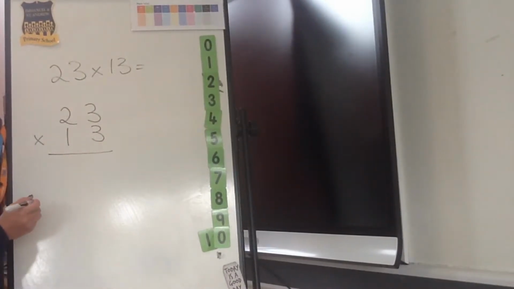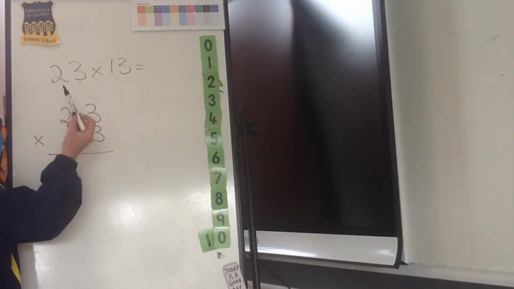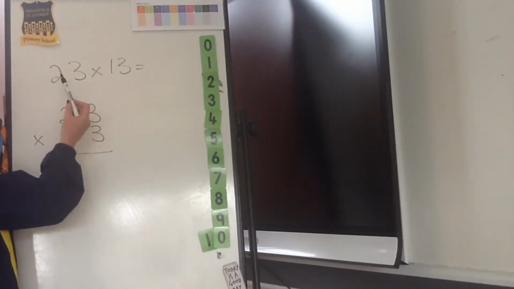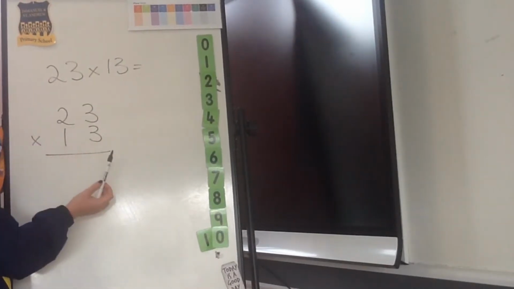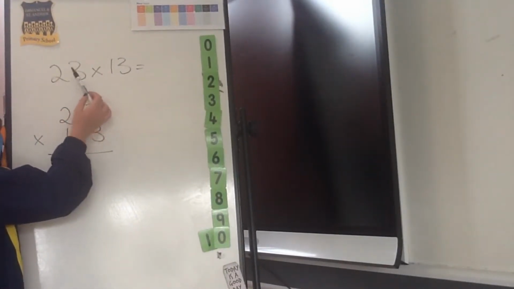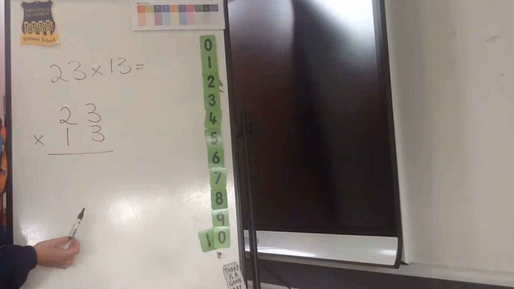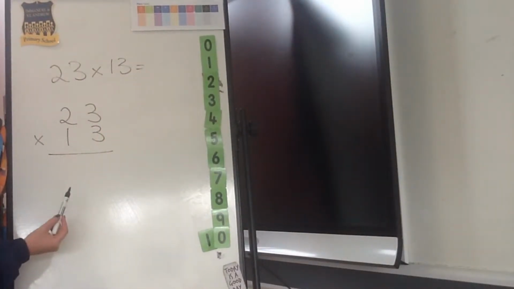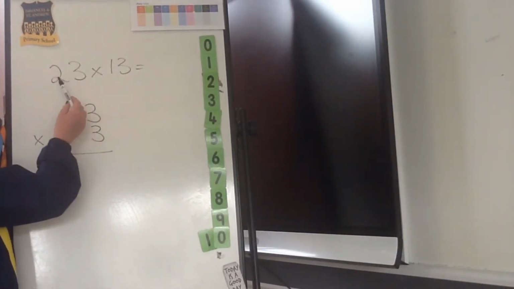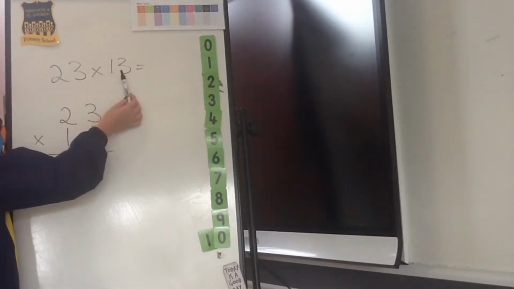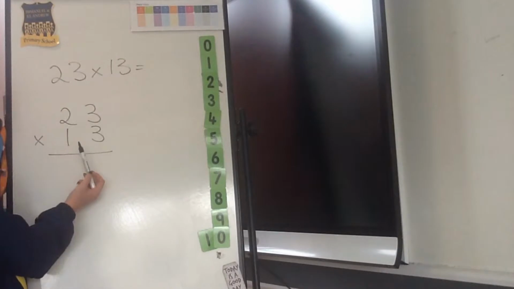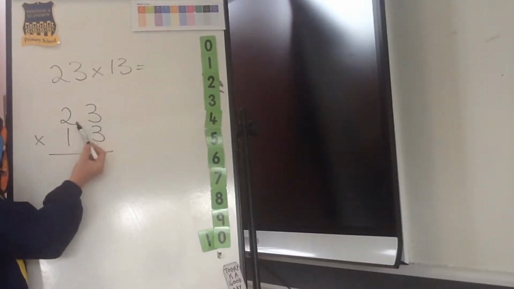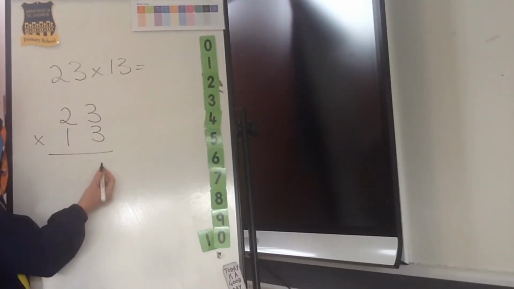Now it can be useful to use the correct names, so multiplicand and multiplier, or factor and factor, because the children need to be aware that you need to multiply each digit in the multiplicand by each digit in the multiplier, or each part of this factor by each part of this factor. So starting off, we start with our ones, so we do 3 multiplied by 3, which is 9.